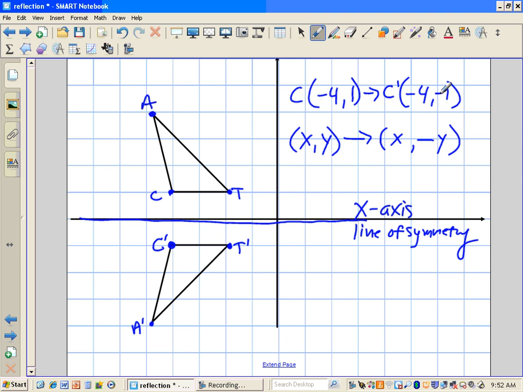If y was positive here, it becomes negative here. Let's just check that. Let's see, A is not quite on a point, so let's do T. We'll do T is negative 2, positive 1, so T prime becomes negative 2, negative 1. So on the x-axis, the x stays the same, the y flips.